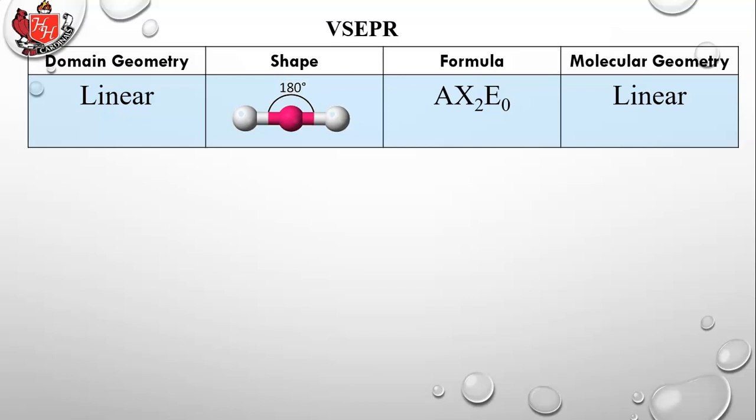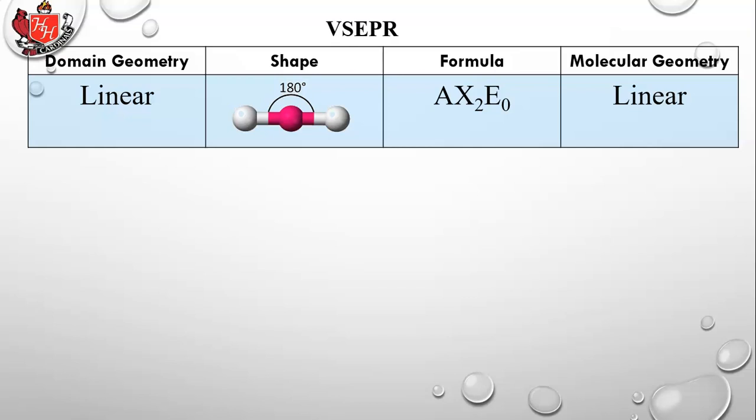The domain geometry is basically the family name, you'll see what I mean when we do a few more examples. It's the name of the family, and the molecular geometry is the actual name of that particular configuration of that molecule. So when there are no lone pairs, there's only bonding domains, no non-bonding domains, then the domain geometry name and the molecular geometry name will be the same.